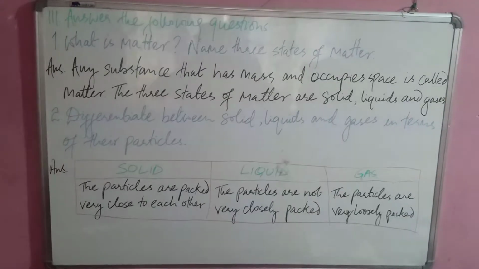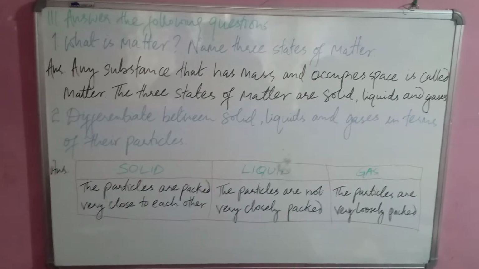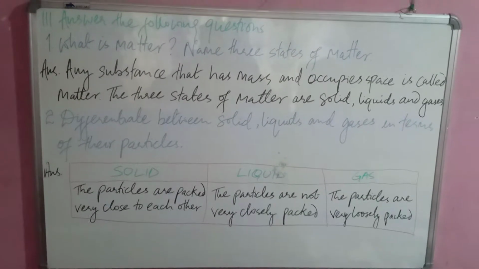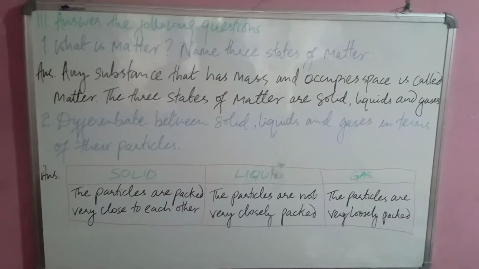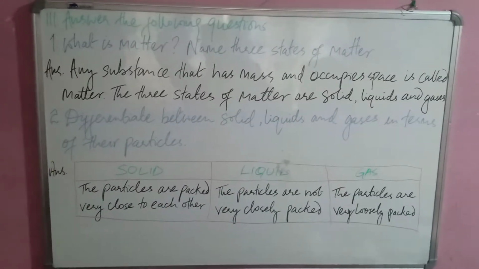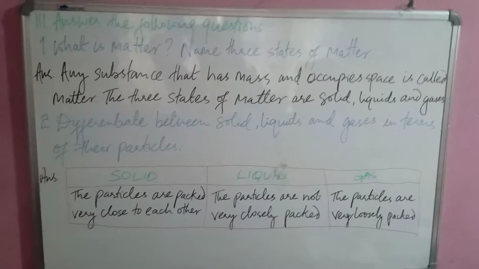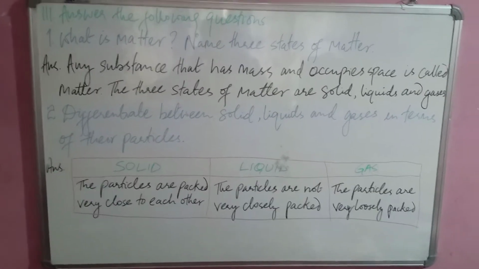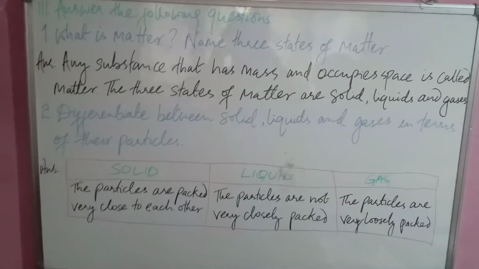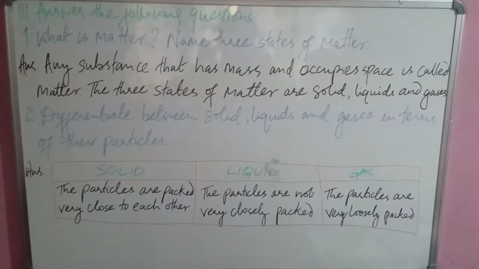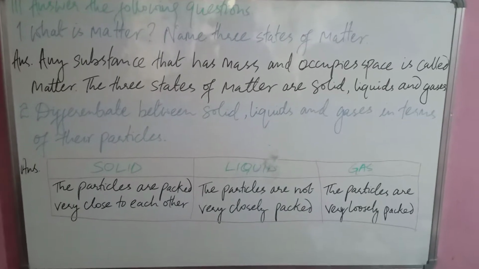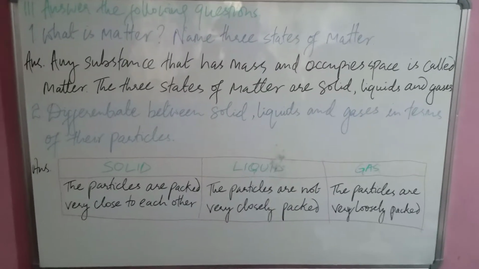Moving on. Now let's begin with answering the following questions. Question number 1, what is matter? Name 3 states of matter. As is obvious, it is solid, liquid and gas. You have to write like this: any substance that has mass and occupies space is called matter. The 3 states of matter are solid, liquid and gases.